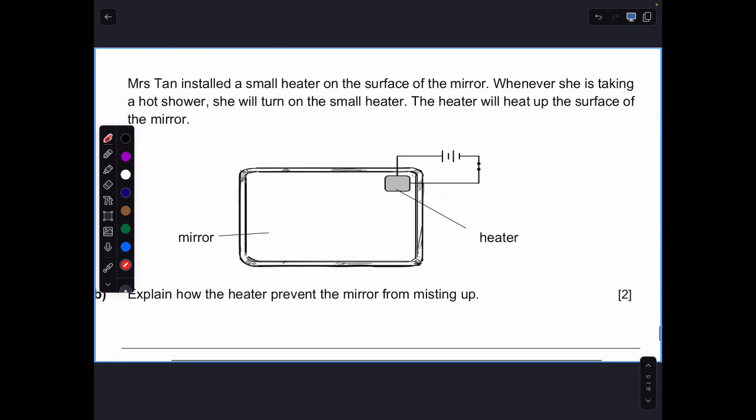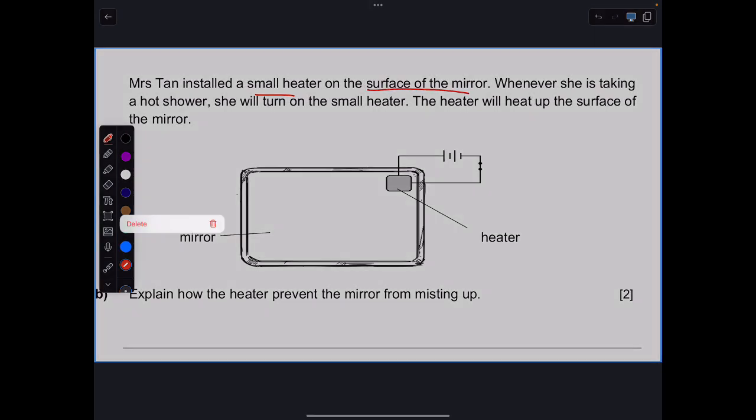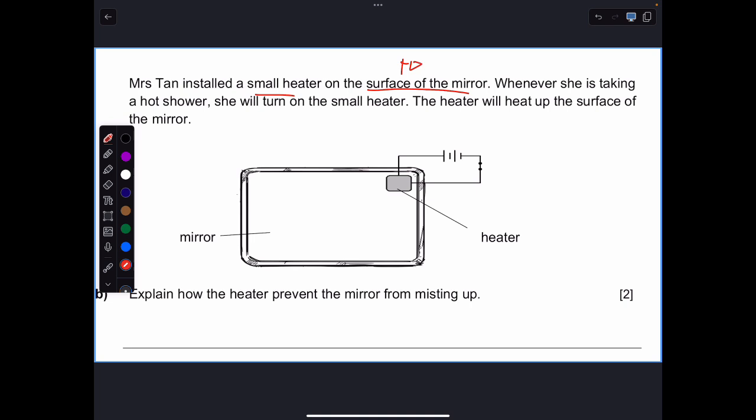Next, Mrs. Tan installed a small heater on the surface of the mirror. So you think about it, this used to be the cooler surface. Now, no longer cool, right? Because of the heater. So now she said that the heater will heat up the surface of the mirror. So how does it prevent the mirror from misting up?